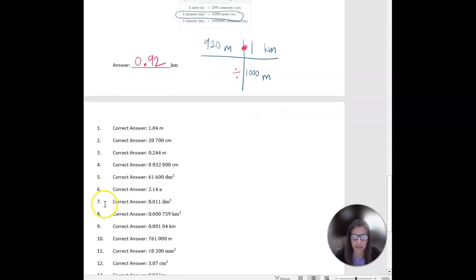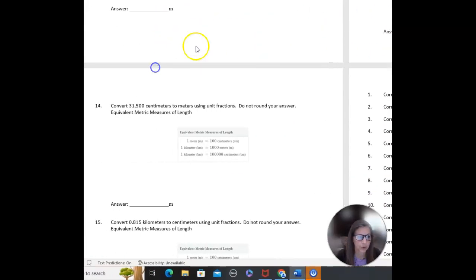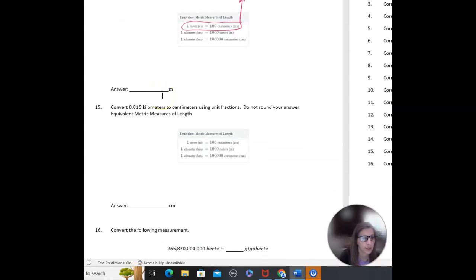Almost at the end. There's number 16. Number 14, convert 31,500 centimeters to meters. Okay, that is a one-step conversion right there. It says do not round. Kilometers to centimeters. Okay, this is again a one-step. Kilometers to centimeters. Do not round.